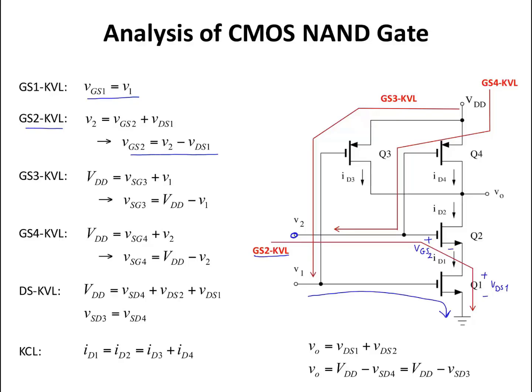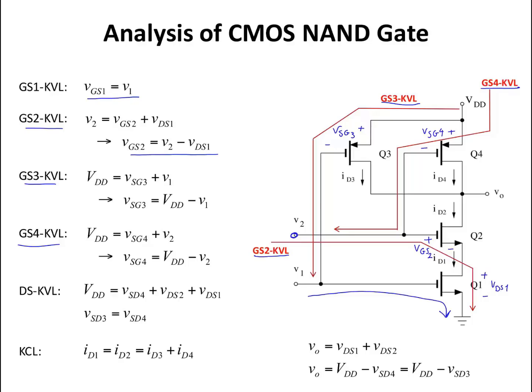How about the gate to source KVL for transistor 3, which is this one in here? Here I have VDD equals VSG3 plus V1. How about the gate to source KVL for transistor 4, which is this loop here? I have the KVL written here: VDD equals VSG of transistor 4 plus V2.